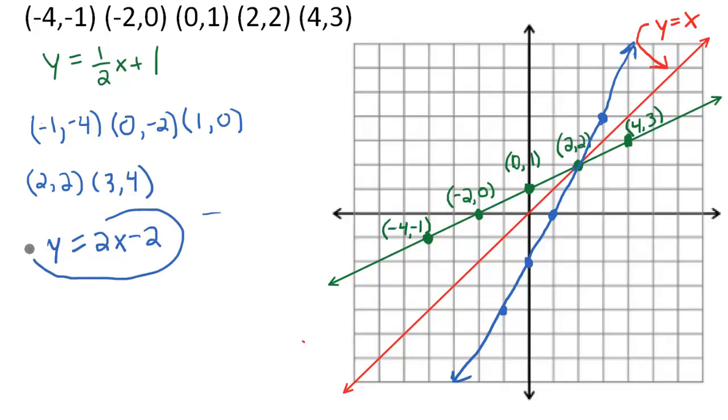So this right here will actually be the equation to this blue line, which is the inverse of this green line right here, which is this equation right here, and it includes all these points.